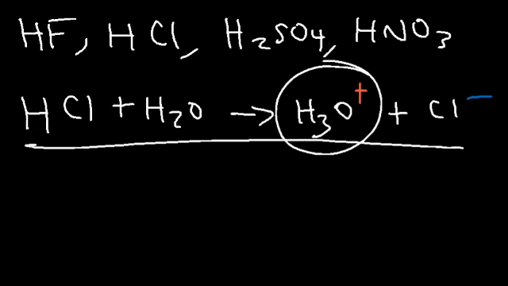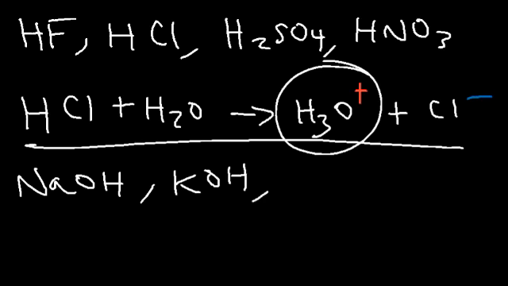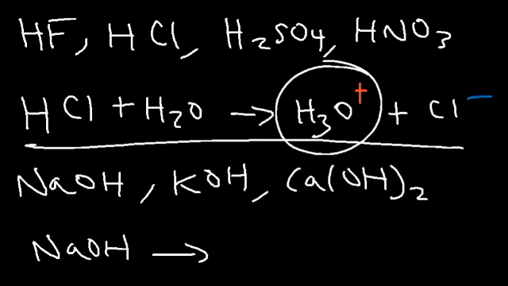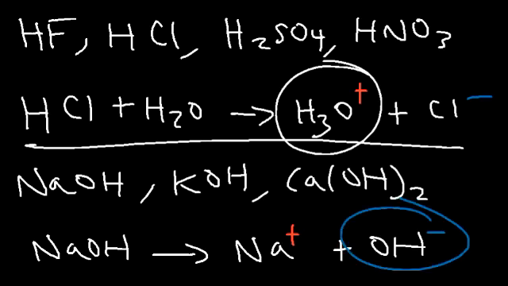Arrhenius bases include sodium hydroxide, potassium hydroxide, and calcium hydroxide. Now let's say you were to put sodium hydroxide in water. It's going to dissociate into sodium ions and hydroxide ions. So as we can see, this is an Arrhenius base because it releases hydroxide ions into the solution, which will cause the pH to increase, making the solution basic or alkaline.